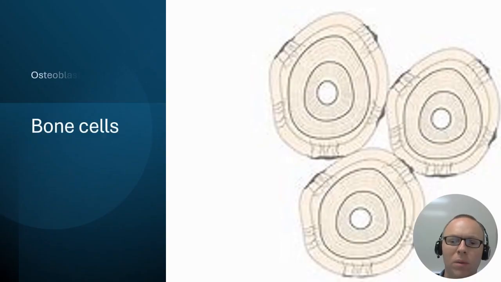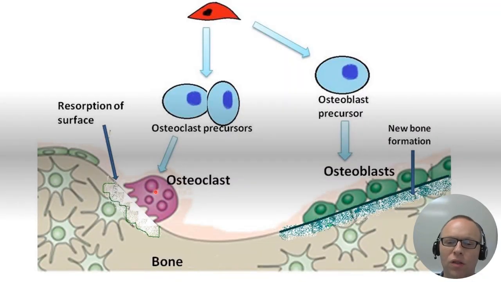Alright guys, today we're going to be talking about bone cells. So the osteoblast, the osteoclast, and the osteocytes. So we have the osteoclast, they tear down the bone. The osteoblast, they build up the bone. And the osteocyte is basically telling the clasts and the blasts what to do.